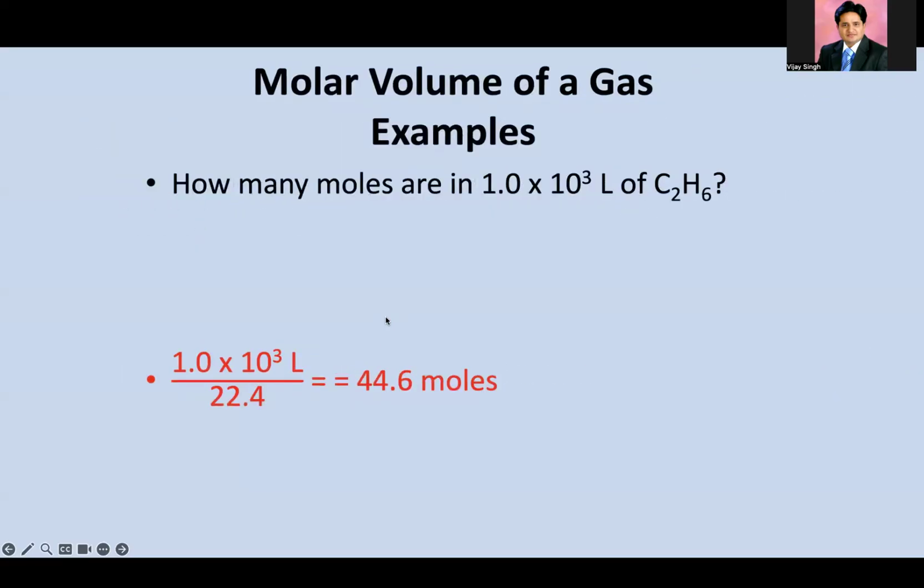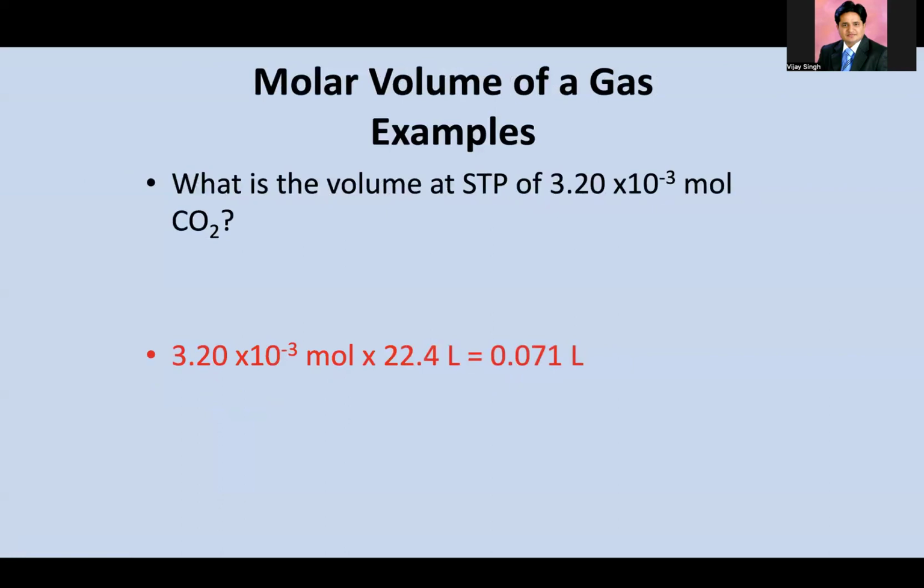Then how many moles are in 1 times 10 raised to the power 3 liters of ethane, that is C2H6? Remember, 1 mole of ethane, C2H6, will occupy a volume of 22.4 liters. And you are supposed to calculate the number of moles in 1000 liters. So 1000 liters divided by 22.4 liters gives you 44.6 moles.